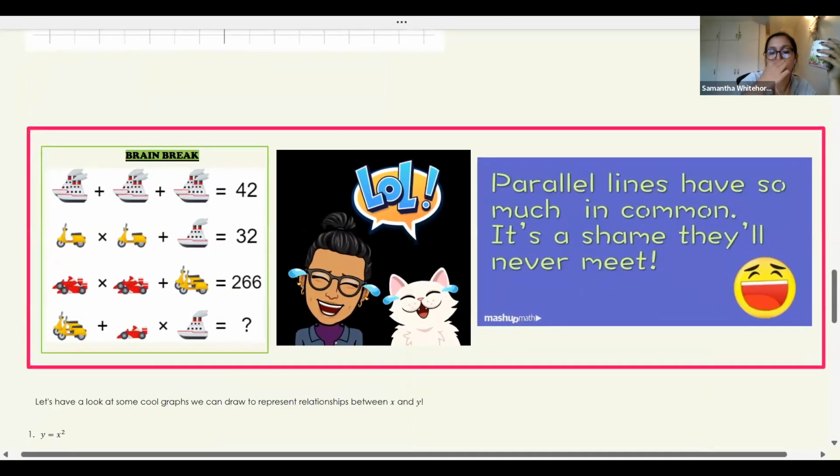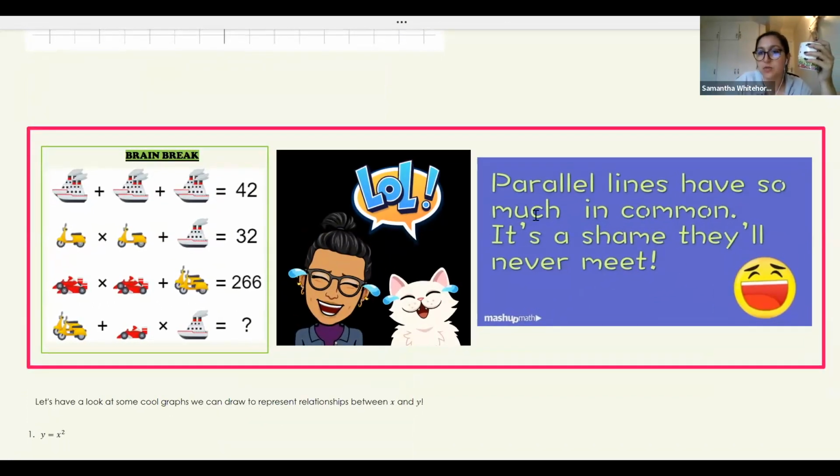Okay. I love this joke so much. It's like an oldie but a goodie.